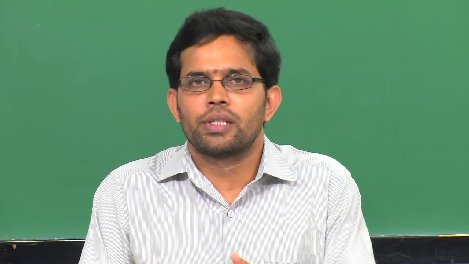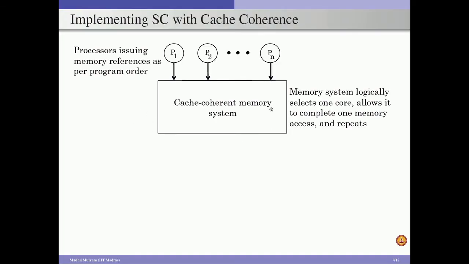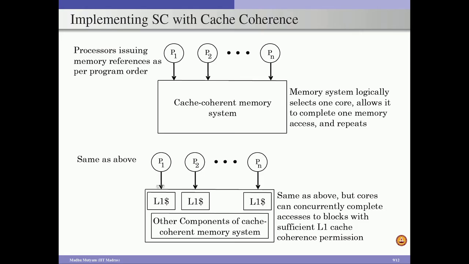So, that way we can implement our sequential consistency efficiently in this. At the same time, we are having the cache support to improve the overall performance. But this particular cache coherent memory system can also be viewed like a set of private caches associated with each of the cores, and then the remaining component of the cache coherent memory system consists of maybe a shared cache followed by the main memory, and so on.